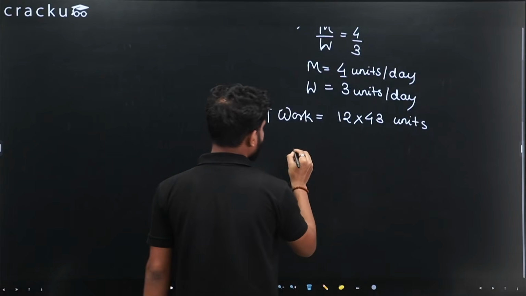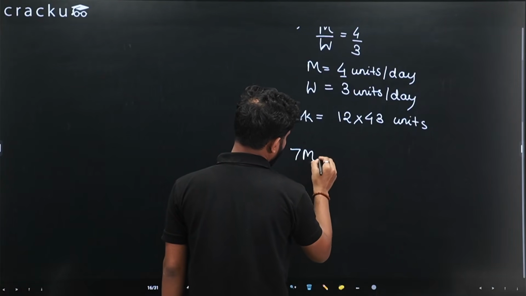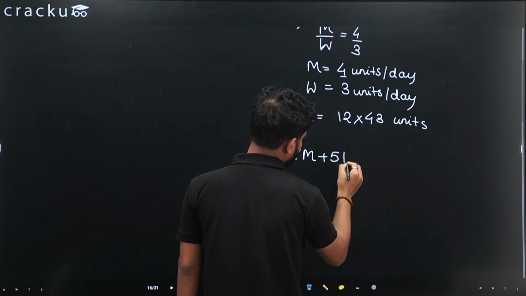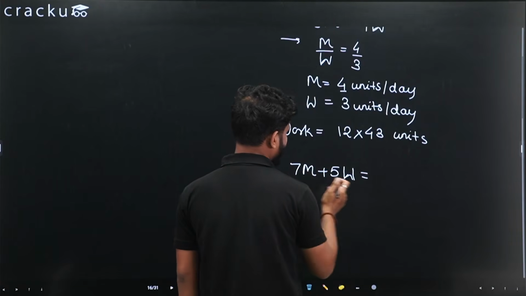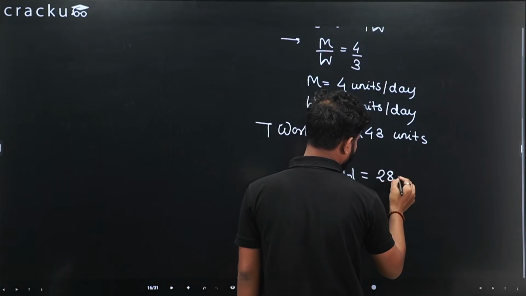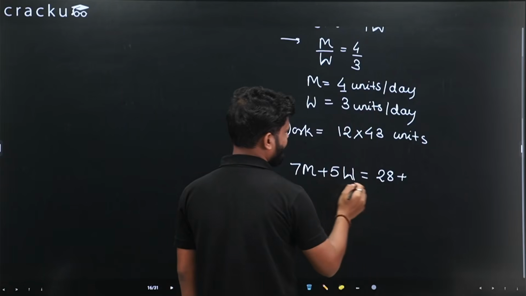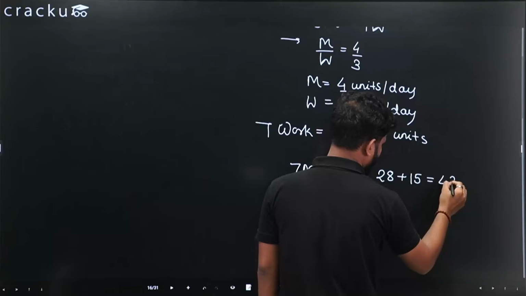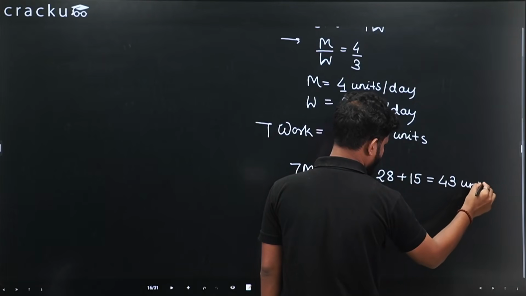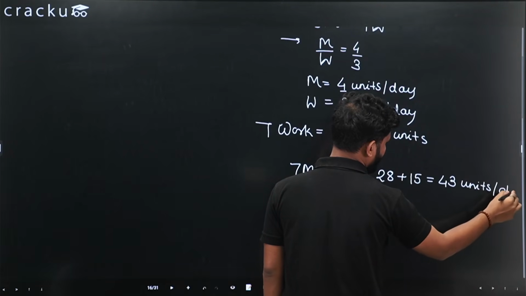So the combined efficiency is what? 7M plus 5 women. M is 4, so 7 into 4, 28. W is 3. 5 into 3 is 15. This is 43. So combined, they do 43 units per day.